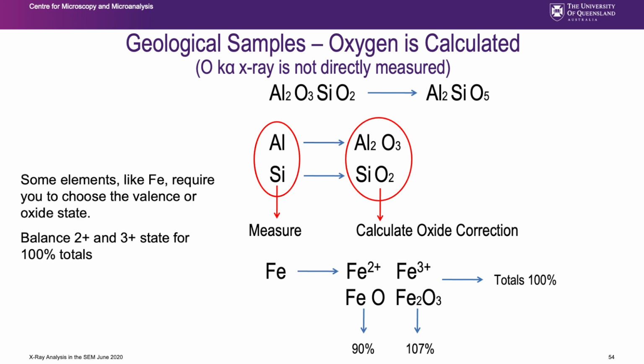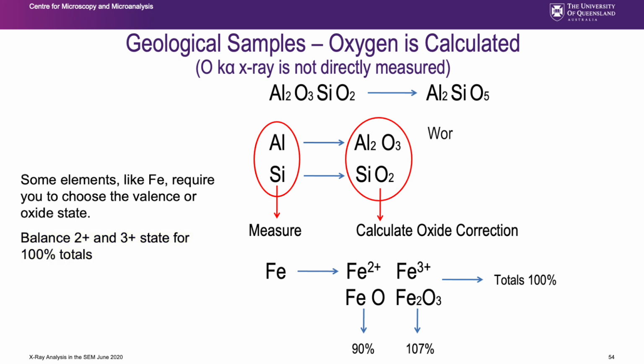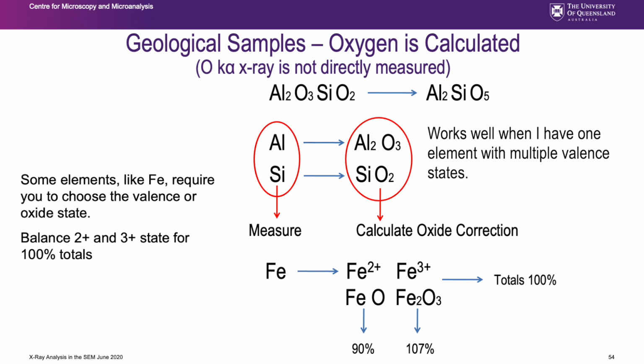It begins to fail when you've got something like iron, which can have a 2+ or a 3+ state. Is iron FeO or Fe2O3? Generally, you'll find if you do it one way, you get low totals, the other way, high totals. So you sort of work out the Fe2+ to Fe3+ ratio by using software, which is usually in the geology department, where it balances out the ratios to get 100%. That works quite well because I've only got one element that has multiple valence states. But if you add a second element, say manganese, that also has multiple valence states, it becomes a very, very difficult problem to solve. Well, I'd say almost impossible.